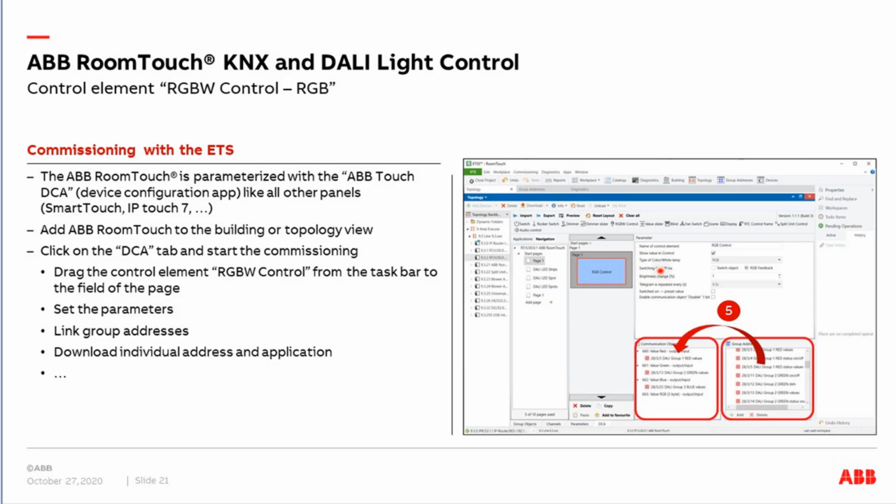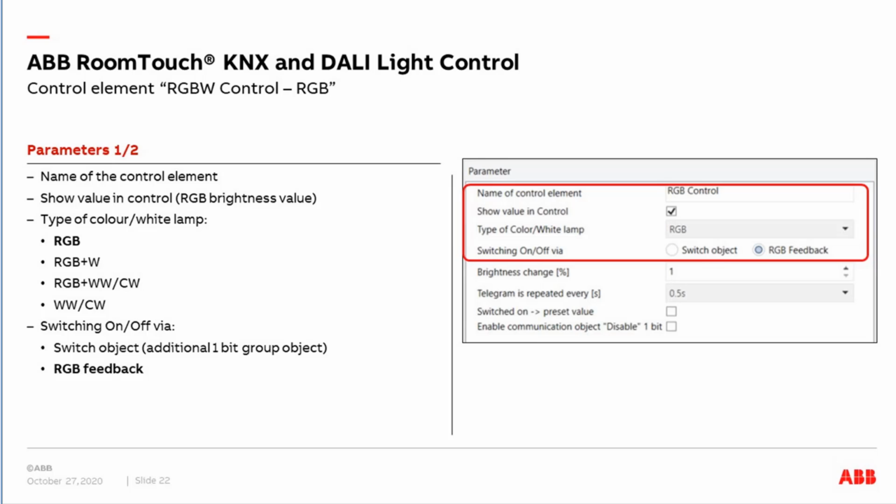So these are the steps by using the DCA app. Now let's have a look at these parameters. Let's start with the first half of the parameters. The first parameter is the name of the control element. You can enter a user-friendly name. Maybe this is, for example, the LED strip on the ceiling. Whatever you want, because this text is displayed in the RoomTouch later.